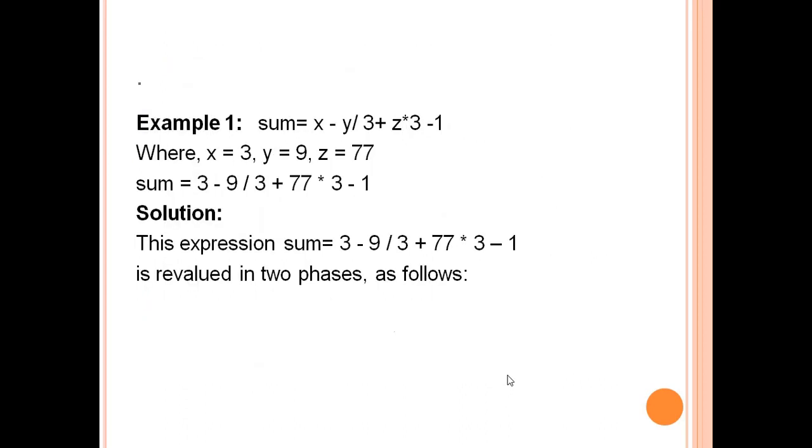See, for example, consider the expression x minus y by 3 plus z into 3 minus 1. This is one expression. It is having the variables, symbols and constants. That is called an expression. Expression means which is having the variables, constants, and operators also. See here, consider x value is 3 and y value is 9 and z value is 7. So this expression is evaluated in the following phases.